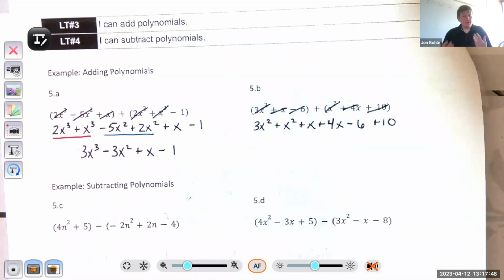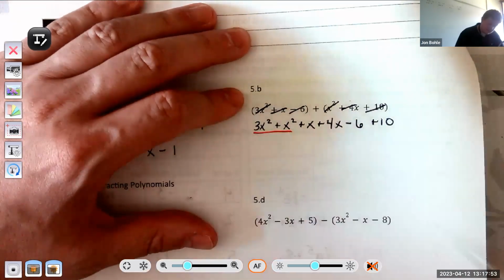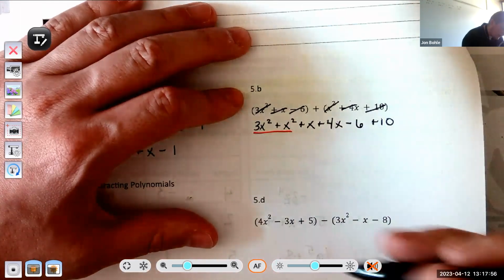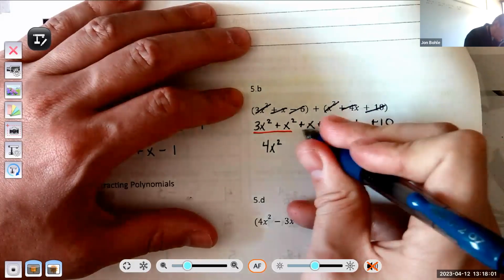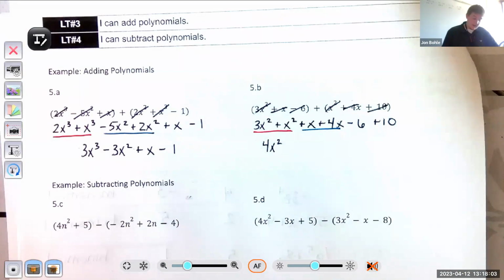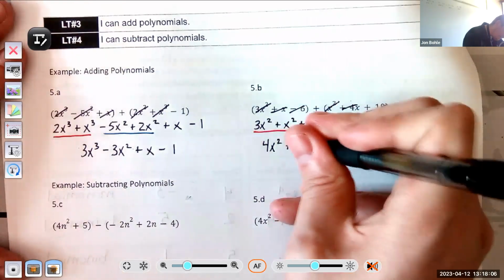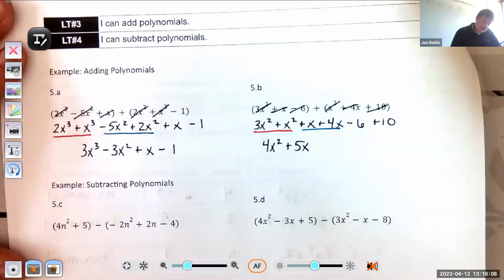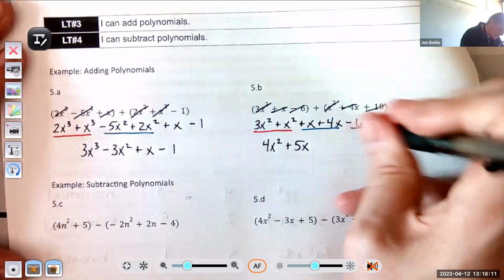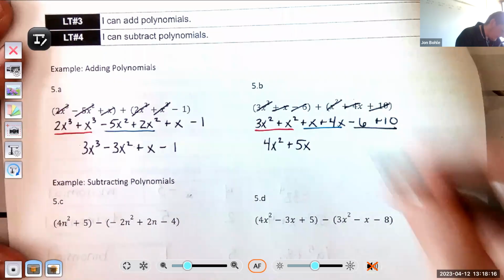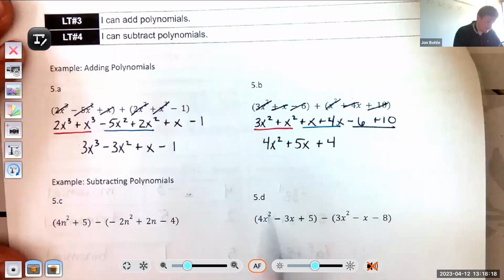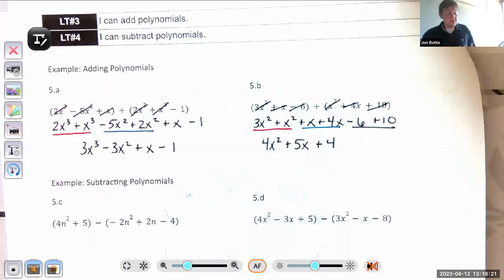Then I'm going to combine the parts that combine together, and they're organized in that way. So here, 3x squared plus x squared would be 4x squared. 1x plus 4x would be 5x. And then here, -6 and +10 would be +4. And then none of these can be combined together because none of those are like terms to each other. So they are just the answers here.